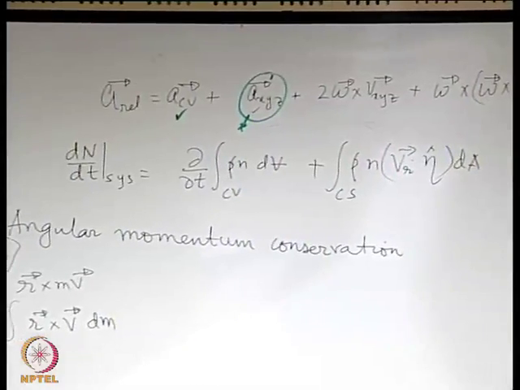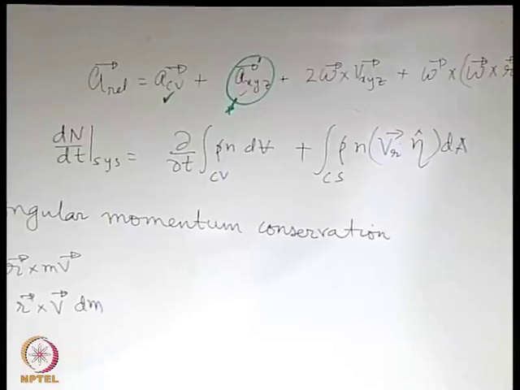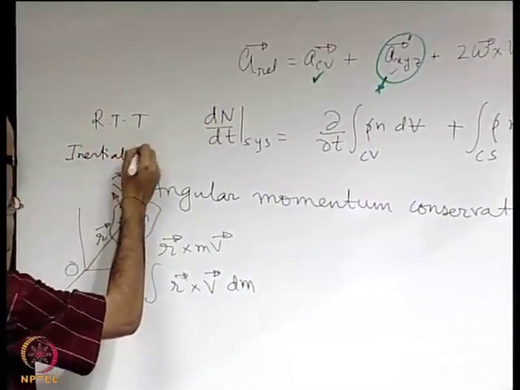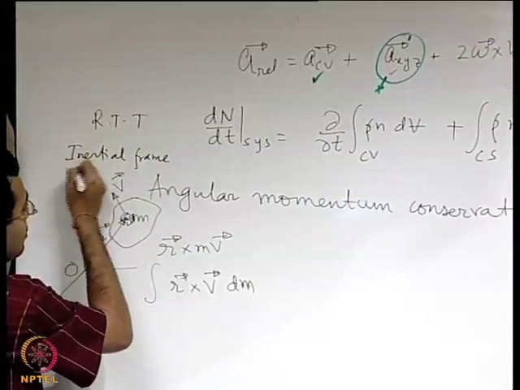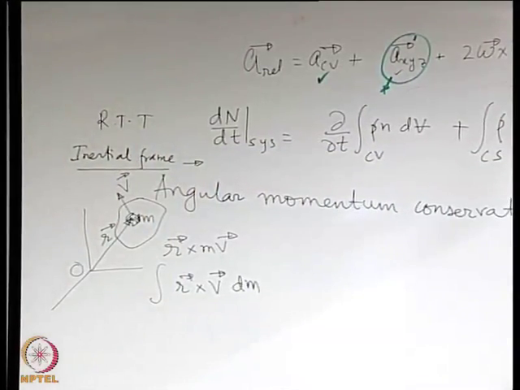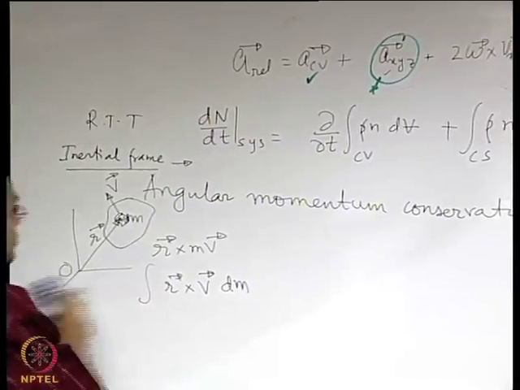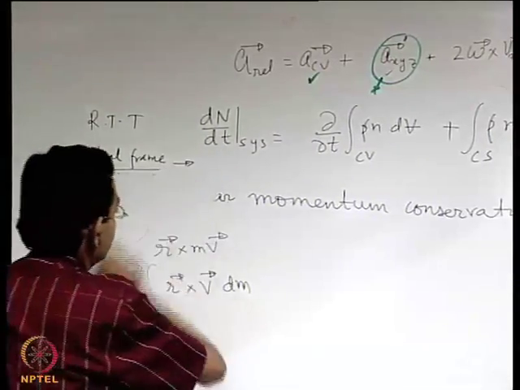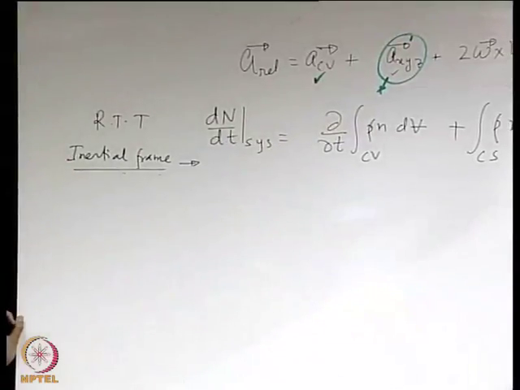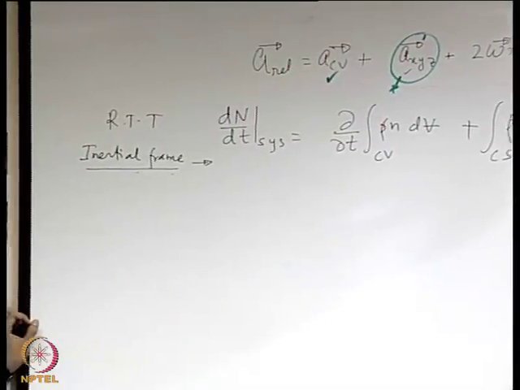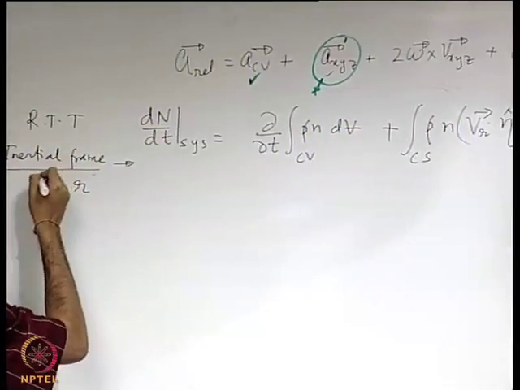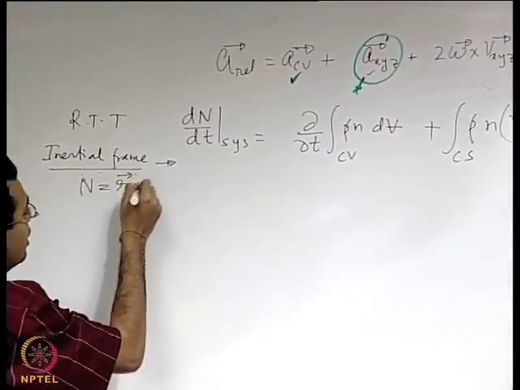let us say that we first want to do it for an inertial frame. First is inertial frame. Objective is angular momentum conservation. So, what should we replace capital N with? Yes. So, capital N is something like r cross mv.